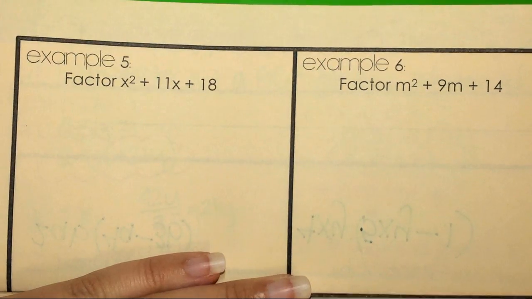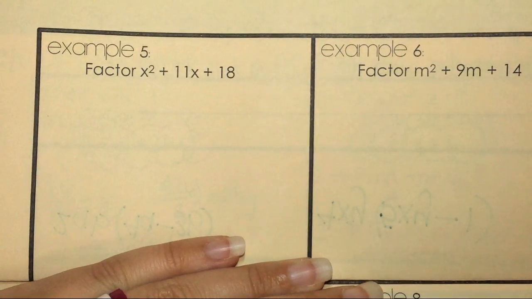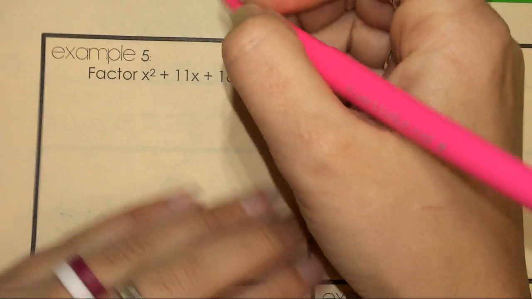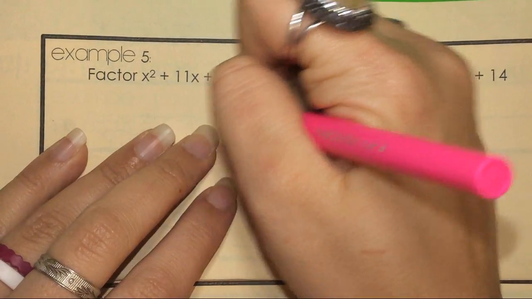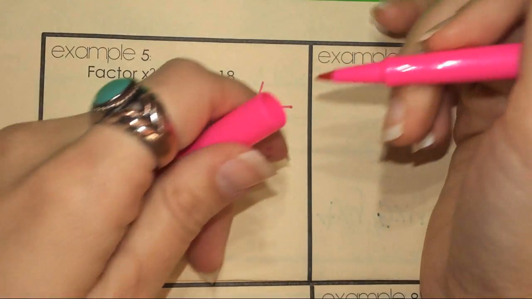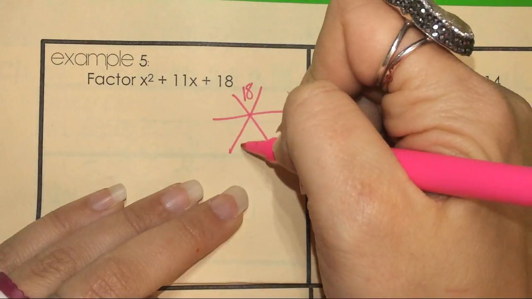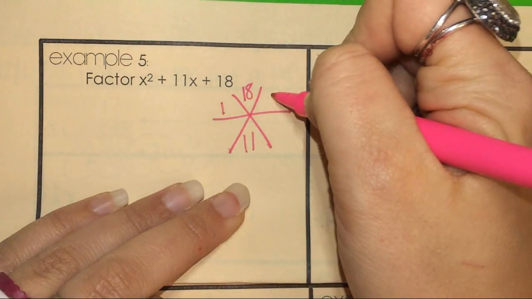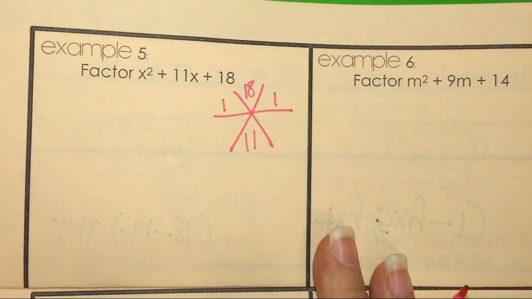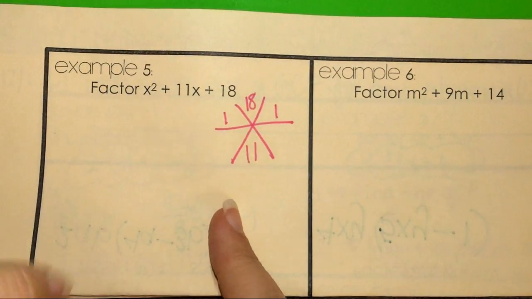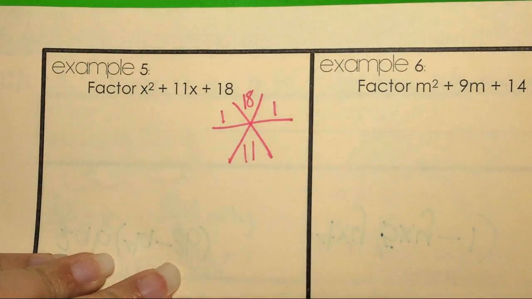So on the first one, remember, we're trying to multiply to get C, which is 18, and add to get B. And each time we draw a star. Now, what's going to go in the top of my star? 18. And what goes in the bottom? 11. Okay? And then here and here are 1. Now, what two numbers did you guys come up with that multiplies to get 18 and adds to get 11? Dylan? 9 and 2.